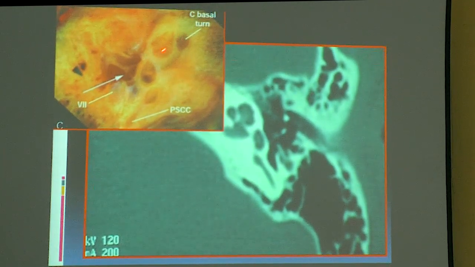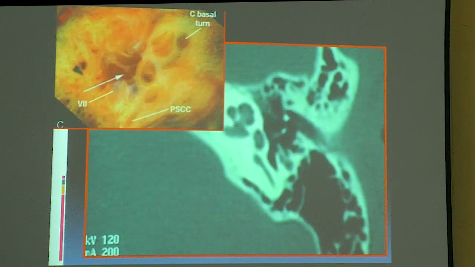You can see this is the interscalar septum, as we can see it here. This is the basal turn, this is the crura of the stapes, the footplate, and the IS joint, and the posterior canal. So exactly like it is in the anatomy, you can see it on radiology. You just need to correlate it.